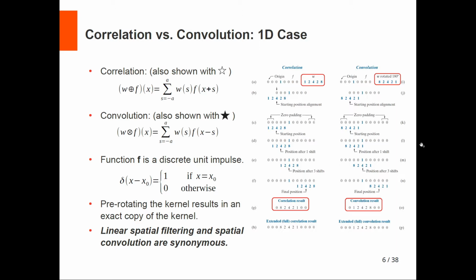The mathematical equation that we saw in the previous slide is what is usually called a correlation operation, which is usually either shown using a hollow star or a circled plus sign. So here you can see the same equation but only for a one-dimensional function. Let's see how this can be done for a one-dimensional image with a one-dimensional kernel.